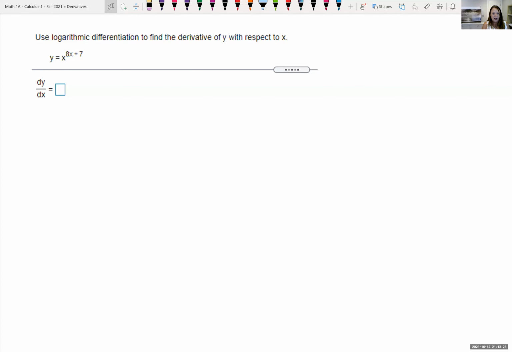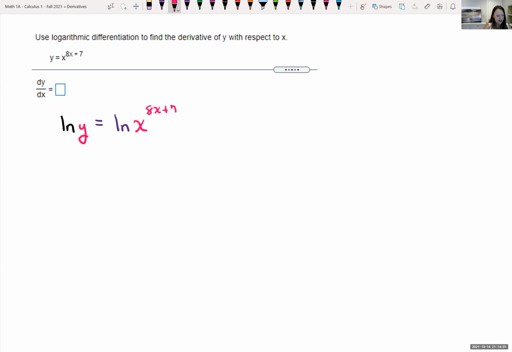So the following, we're given y is equal to x raised to the 8x plus 7 power. And it's telling us to use logarithmic differentiation to find the derivative of this. So we want to take the log of both sides, and natural log we found is much easier to take the derivative of than log of any other base. So let's look at the natural log of y is equal to the natural log of this x raised to the 8x plus 7.